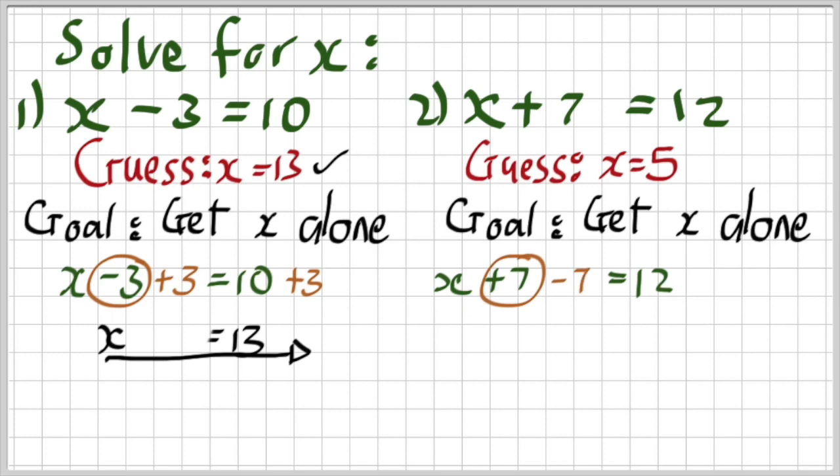But what I do to one side, I've got to do to the other side. So positive 7 minus 7 is 0, and 12 minus 7 is 5. x plus 0 is just x. So therefore, x is equal to 5. Is that what I guessed, or close to what I guessed? Yes. So I know that x must be 5.